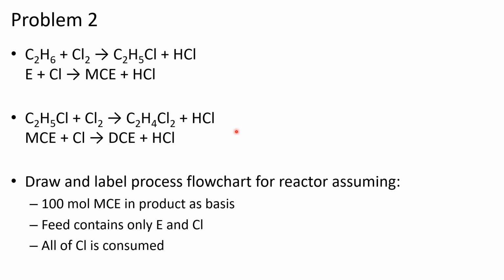Here are the 2 chemical reactions with the letters we're going to use to represent each of the species. What I'd like for you to do is think about drawing and labeling a process flow diagram for the reactor in which you assume there's 100 moles of MCE in the product. This is a different basis than we've assumed in the past. This is not the total flow rate of the effluent from the reactor. This is the flow rate of this particular component, the MCE, in the effluent. Also assume that the feed contains only ethane and chlorine, and that in the reactor all the chlorine is consumed.